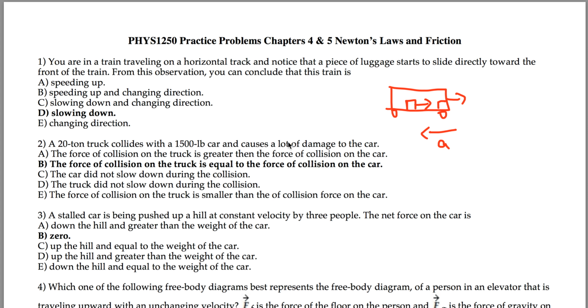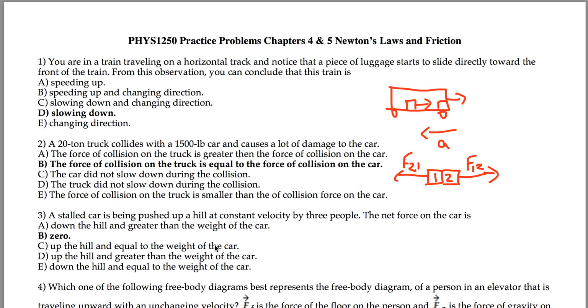Number 2. So this one has to do with Newton's third law that says that if you have two objects, so objects 1 and 2, let's say the car and the truck, then they're each going to exert a force on each other. So call this, for example, F21, the force from object 2 acting on object 1, and F12 over here. And Newton's third law says that the two forces will have the same magnitude, but will be opposite in direction.